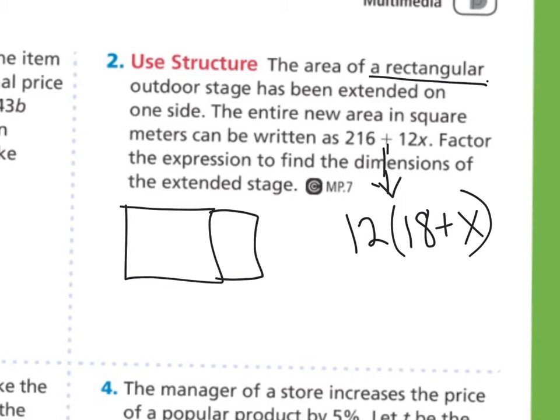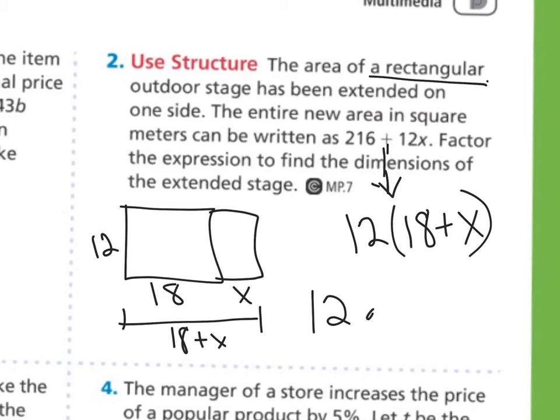So kind of think about it like this. This was 12, this is 18, and here's our x. So that makes that 18 plus x. So we could say 12 is the width of our stage, and then 18 plus x is now the new length of our stage. So I guess technically the dimensions we could say are 12 and 18 plus x.